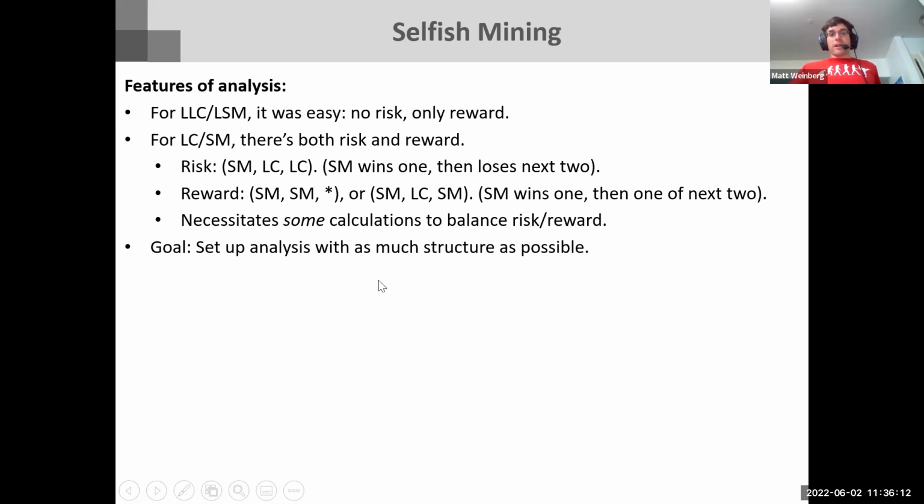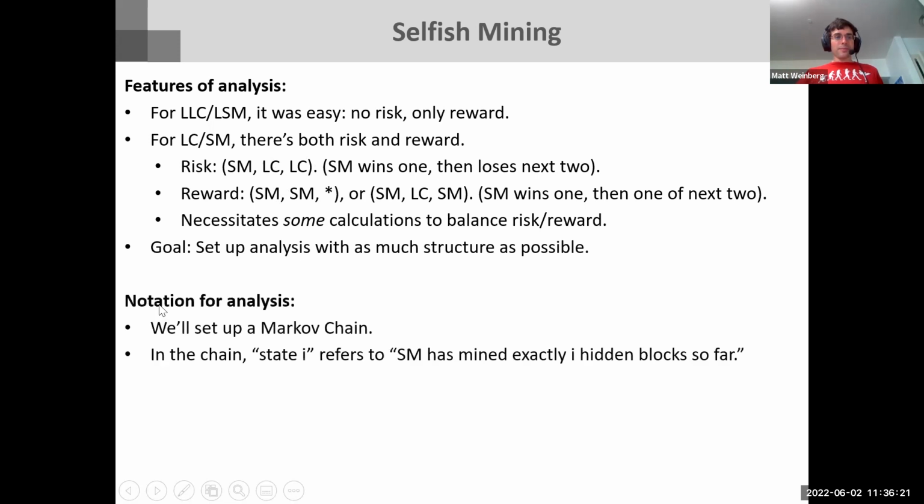So again, I'm going to set up the analysis and try to have as much structure as possible. Hopefully you'll see how these ideas could be used for other strategies or other settings. The terminology I'm going to use is what's called a Markov chain. I think it'll be clear from the pictures what's going on. I'll refer to a state i, and that just refers to the fact that the selfish miner has created exactly i hidden blocks right now.